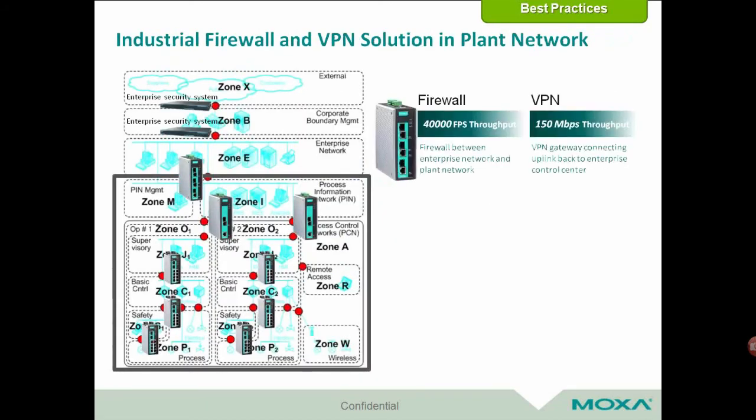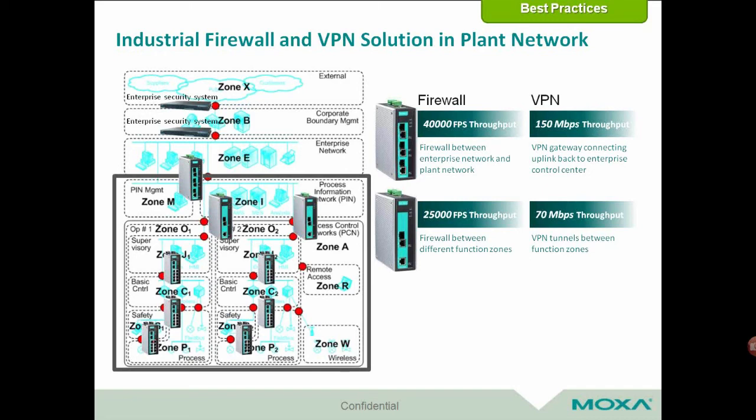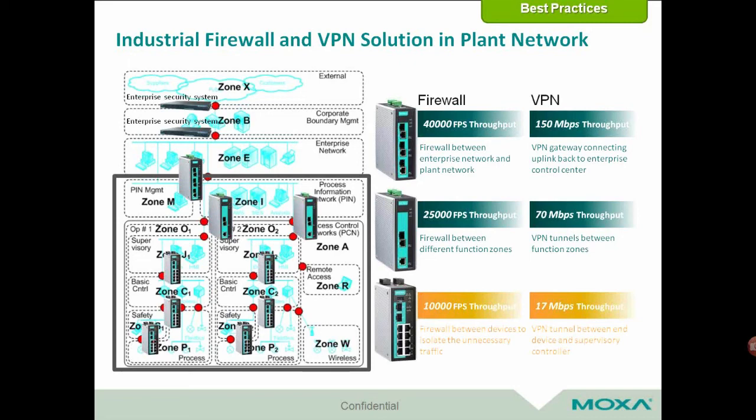If we drill down into one of those plants, we can see that it's further broken down into smaller zones with clearly defined points of interaction between them. Multiple levels of firewalls are used to contain network traffic within each zone while allowing defined interaction between zones.